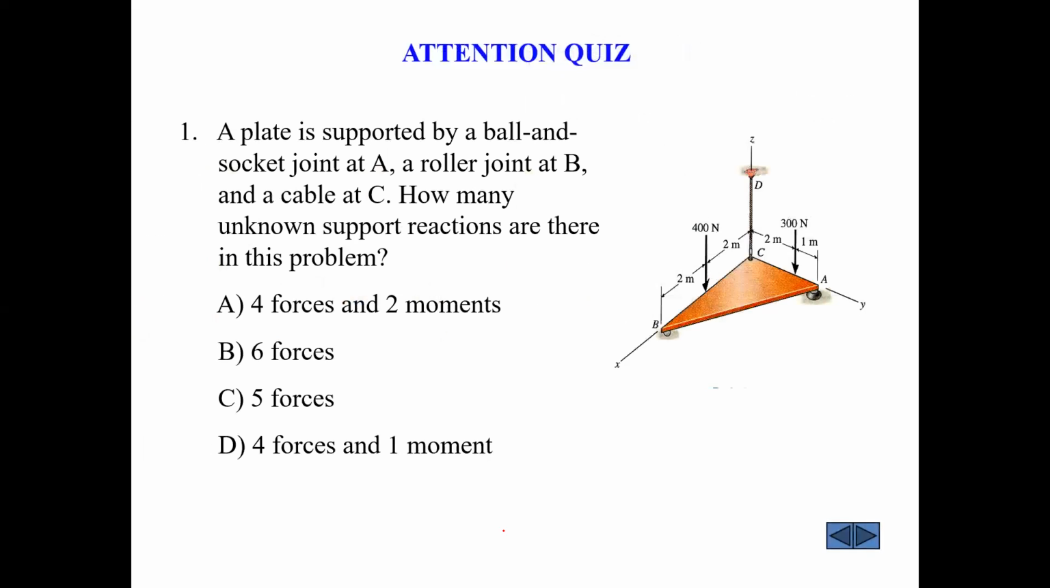A plate is supported by a ball and socket joint at A, a roller at B, and a cable at C. How many unknown support reactions are there in this problem? You've got a ball and socket at A, so that's going to give you 3 forces. You've got a roller joint at B, that's going to give you 1 force, and a cable at C, which is going to give you 1 force. So the answer is 5 forces. Good.